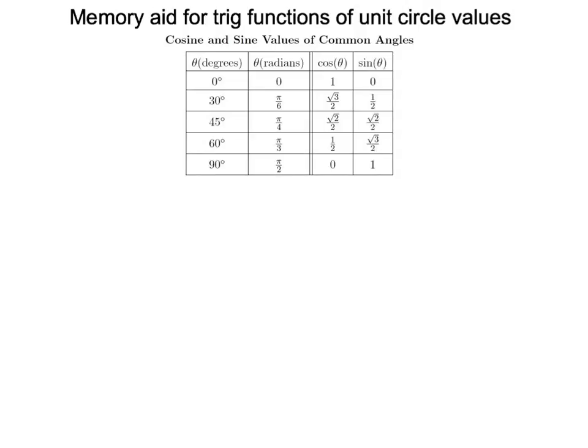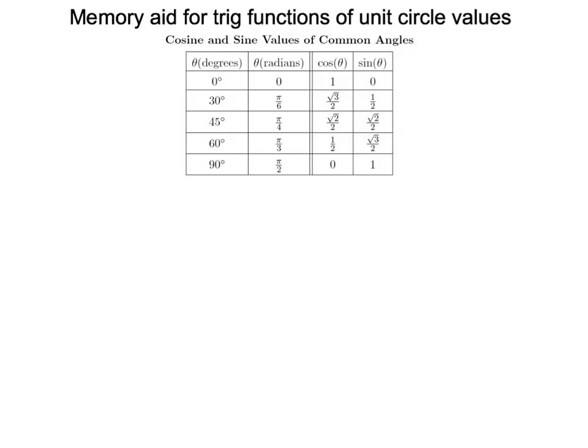This is a brief tutorial video of a memory aid for memorizing the basic sine, cosine, and tangent functions of unit circle values in the first quadrant. So here we have our table: degrees 0, 30, 45, 60, and 90 degrees, and radians 0, pi over 6, pi over 4, pi over 3, pi over 2. And here we have our values, cosine and sine, for each of these common angles.